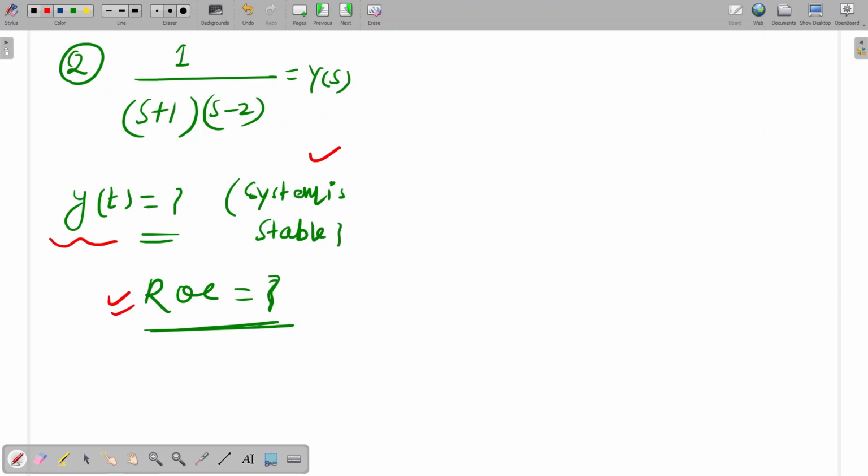What is the ROC here? Sigma greater than 2. See, ROC should be greater than 2. First I am going to draw the poles. Right hand side one pole is there, at 2, and the other pole is at -1. This is the j omega axis, this is sigma. What should be the ROC?